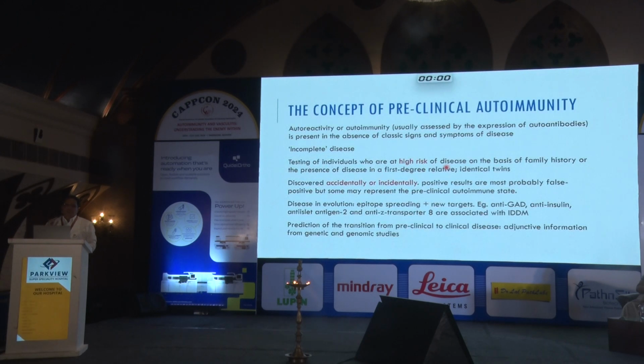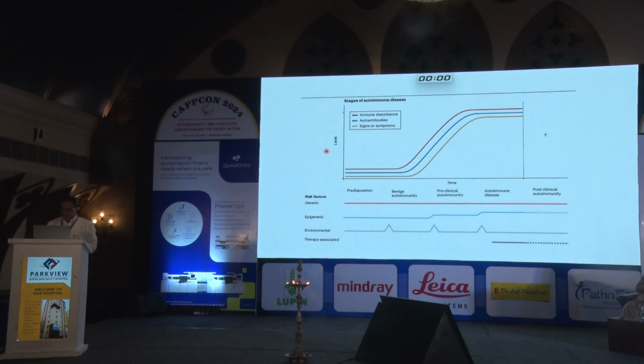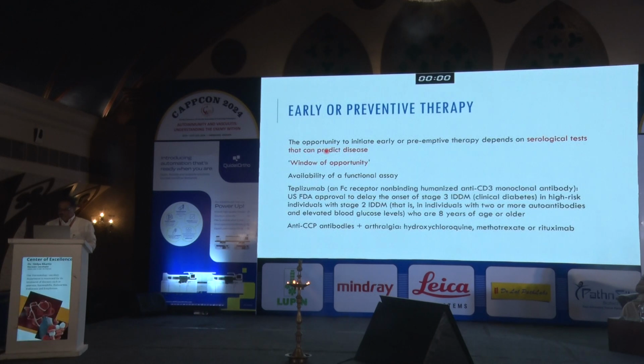And there's this concept of preclinical autoimmunity, where the patients are positive for autoantibodies but they don't have the disease. This is what is called incomplete disease. So this could be a disease in evolution. To differentiate between preclinical autoimmunity and disease is one area where we pathologists and clinicians find it very difficult to decide, if the patient is positive for an autoantibody, whether the patient should be treated or not. So this concept of preclinical autoimmunity is also there.